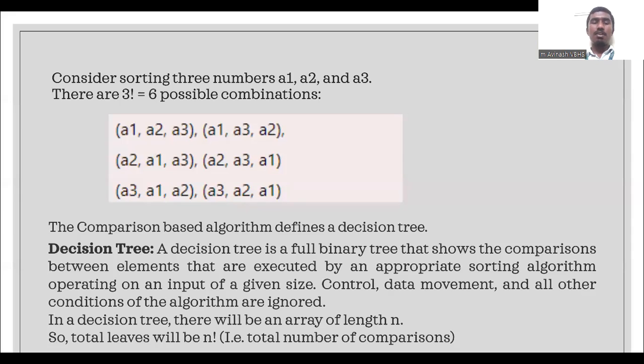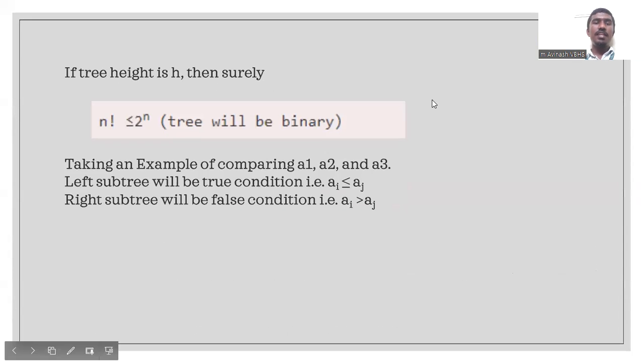Control, data movement, and all other conditions of an algorithm are ignored. In a decision tree, there will be an array of length n, so the total leaves will be n factorial, that is the total number of possible outcomes. If the tree height is h, then surely n factorial is less than or equal to 2 power h. The tree will be binary. Taking the example of comparison of A1, A2, and A3, the left subtree will be the true condition, that is Ai is greater than or equal to Aj, and the right subtree will be the false condition, that is Ai is less than Aj.